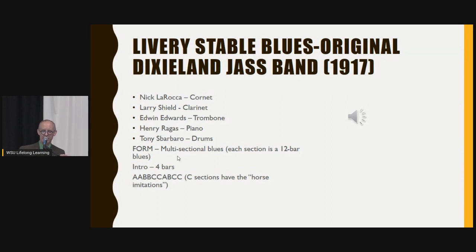But each one of those sections is actually a 12-bar blues. So other than the 4-bar intro, what you're going to hear is a lot of 12-bar blues choruses strung together with different themes. So here it is, the very first jazz recording.